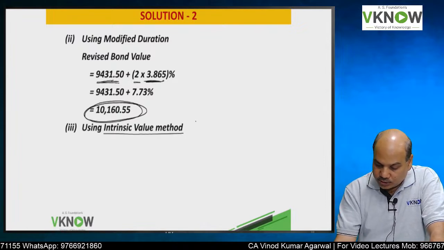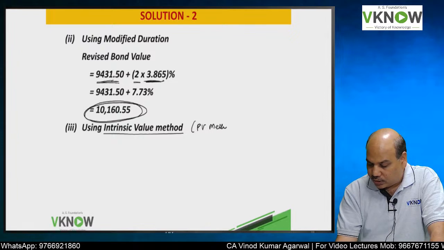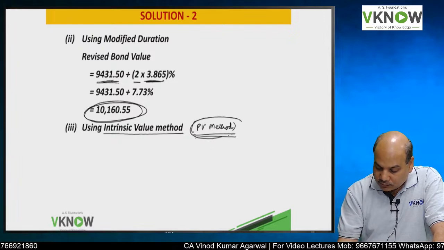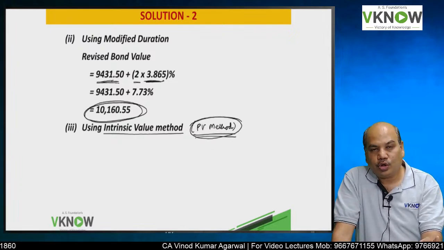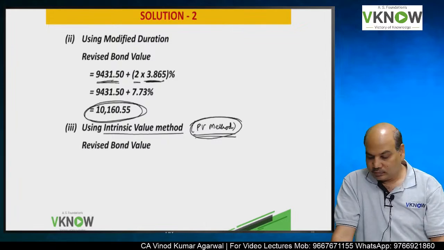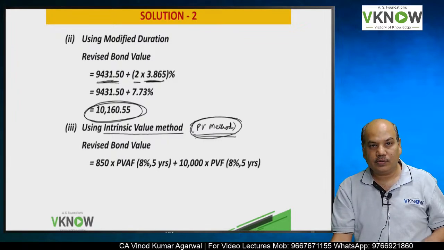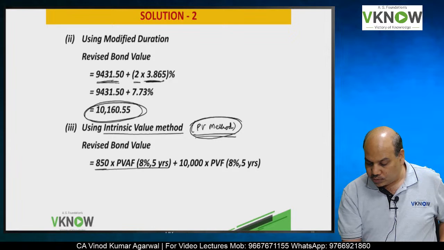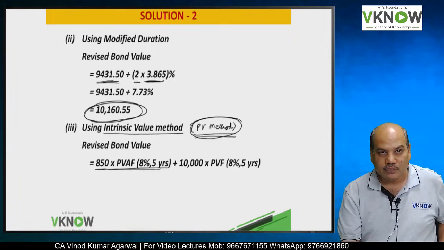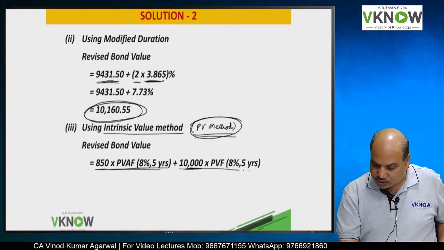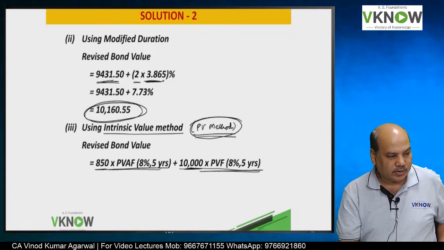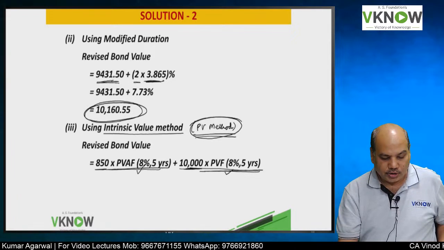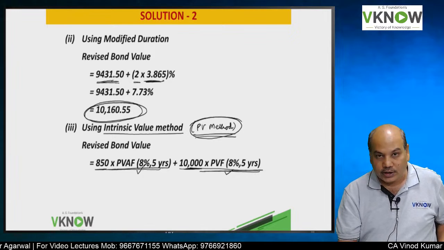Now the intrinsic value method or present value method gives me the accurate answer. You will find this answer is closer to the convexity answer. Let us check. So here the revised bond value will be, what will I simply do? I will take coupon 850 into annuity factor at 8% and 5 year. I will take redemption value into PV factor at 8% and 5 year. Solve. Find out the value. Factors are given in the question, in the last line of the question. Take the factors from there.